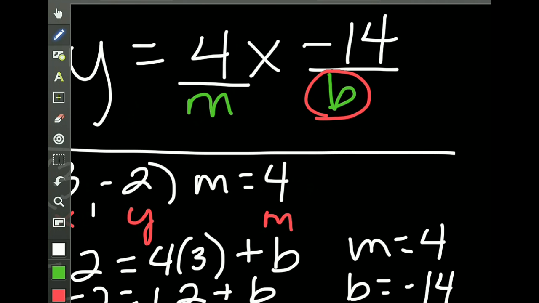Oh, that looks more simple. Okay, that's easy. I love light bulb moments. They're awesome. Okay, now I want to do the same problem, but use point slope form.